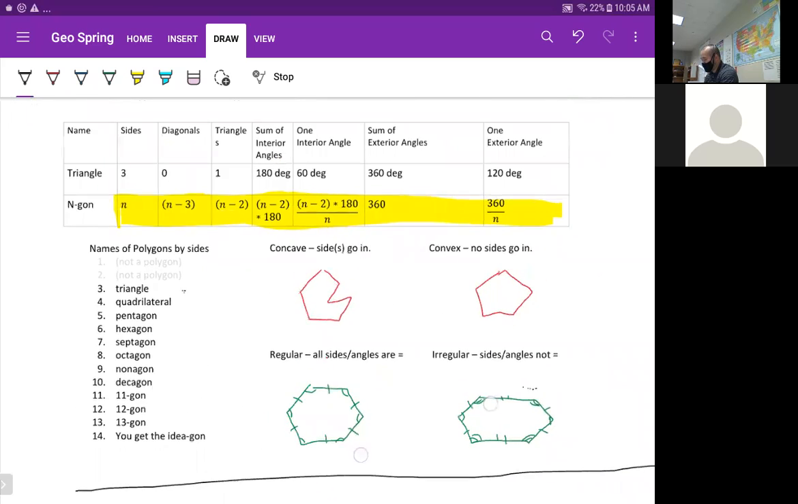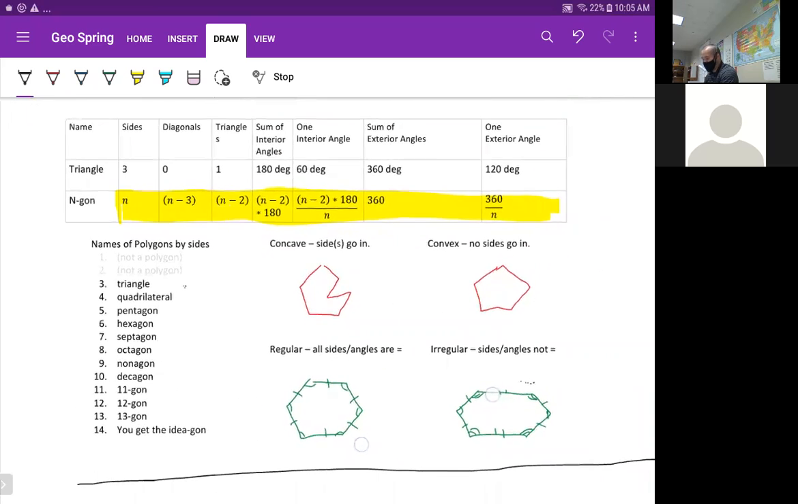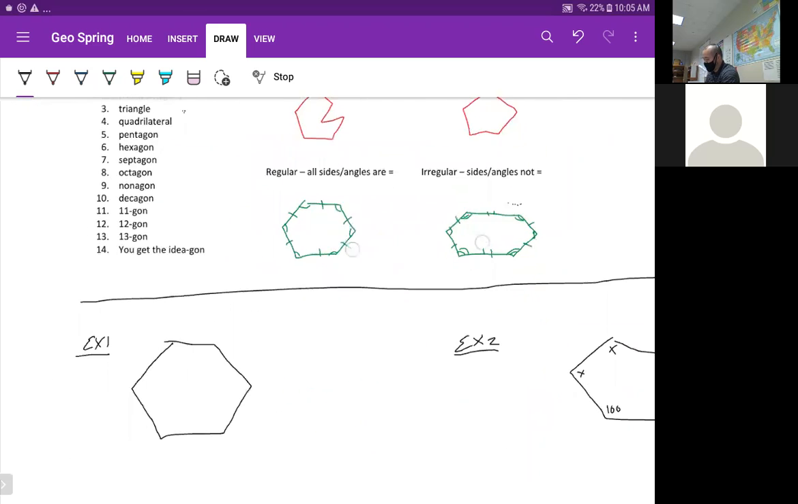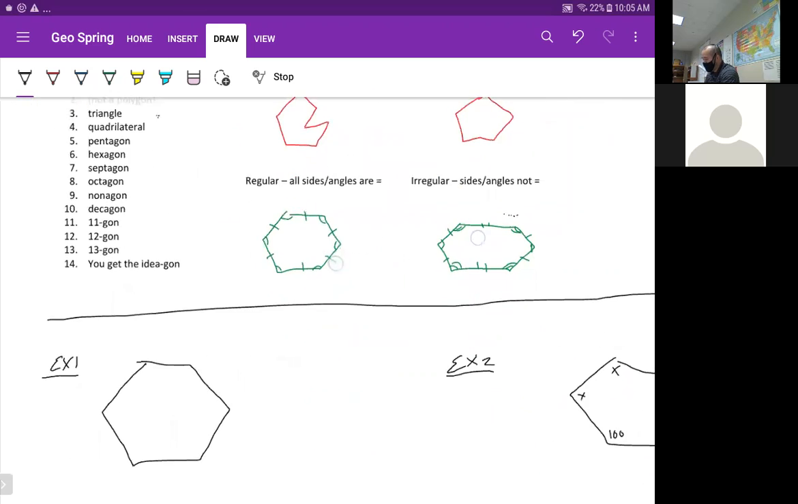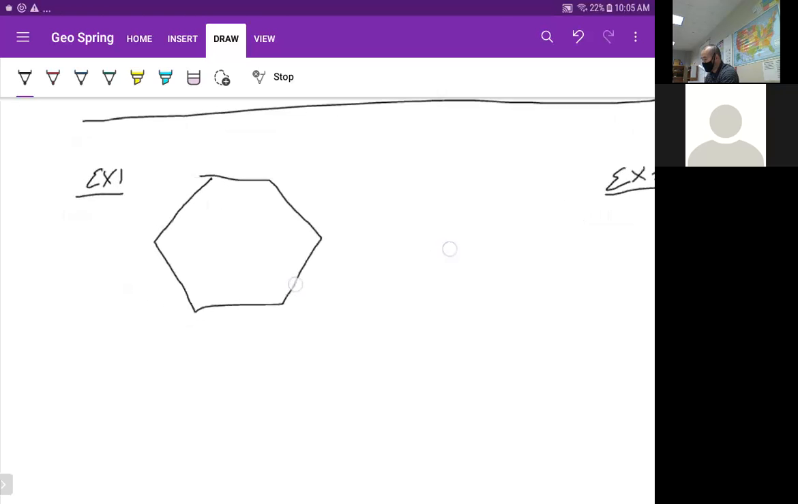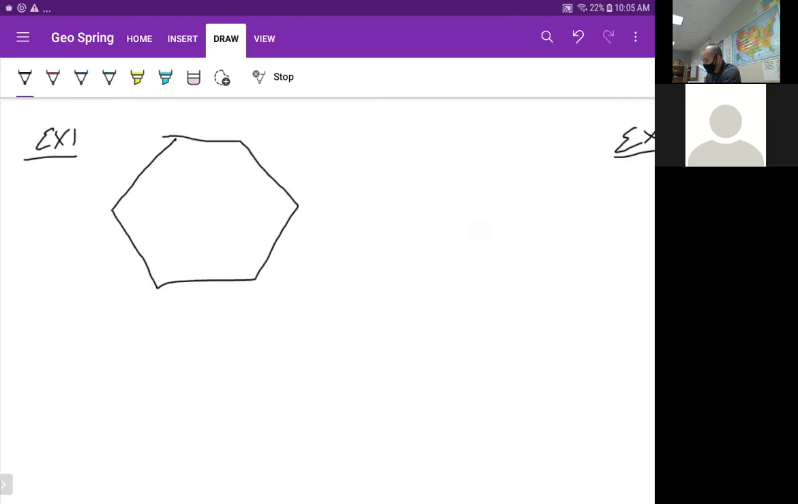So this is all the information you need here. That'll take you through everything, but I'll do some examples with you. Let's start with this shape here. It has 1, 2, 3, 4, 5, 6 sides, so this is a hexagon.